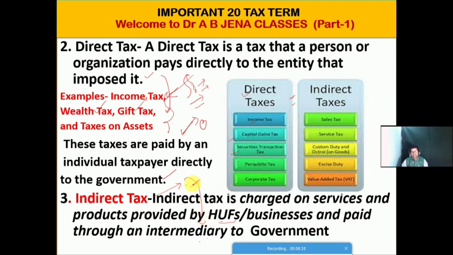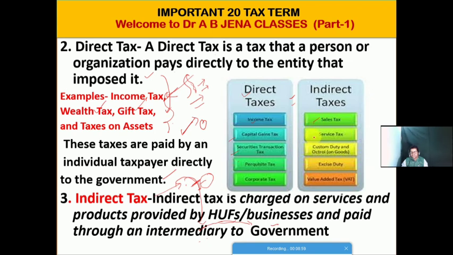When we are taking our lunch or dinner in a 5-star hotel, what is this? So we are paying the service tax, it's the indirect tax. Then the owner of the hotel, I mean the intermediary, is paying the indirect tax to the government. So these are the examples of indirect tax.